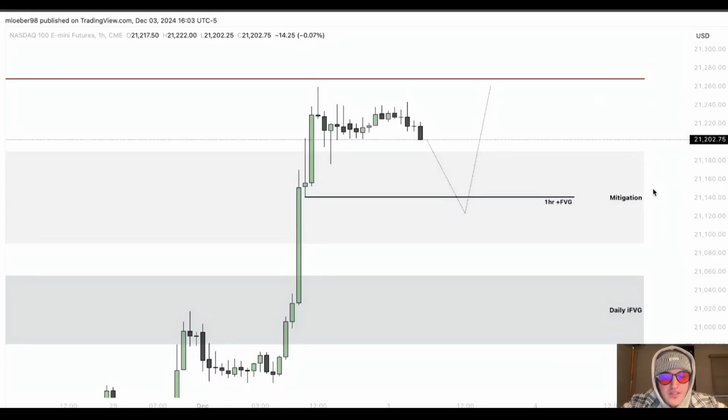Now, it is NFP week. So we had an hourly bullish fair value gap that was aligned exactly with the 4-hour gap.